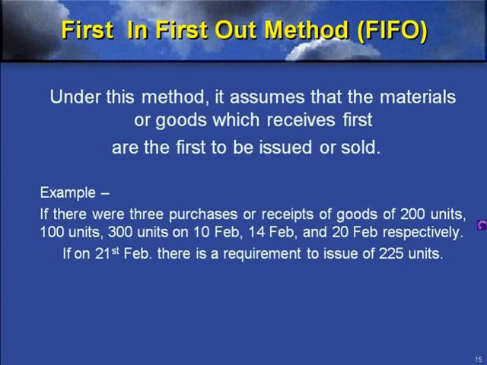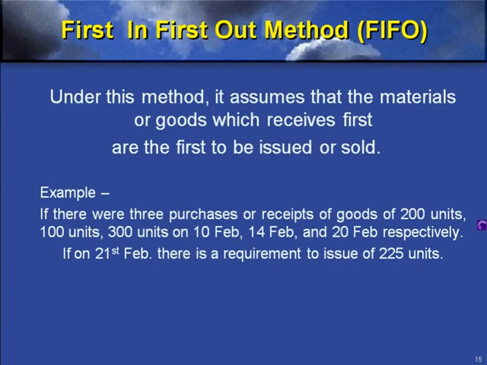For example, suppose there were 3 purchases or receipts of goods of 200 units, 100 units and 300 units on 10th February, 14th February and 20th February respectively. It means on 10th February you got 200 units, on 14th you got 100, and on 20th you got 300 units.